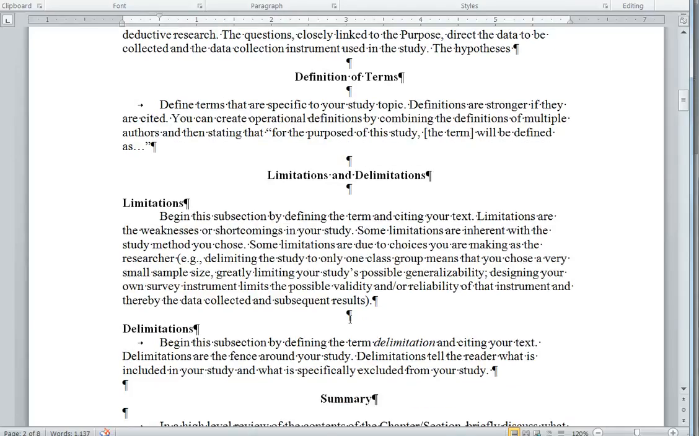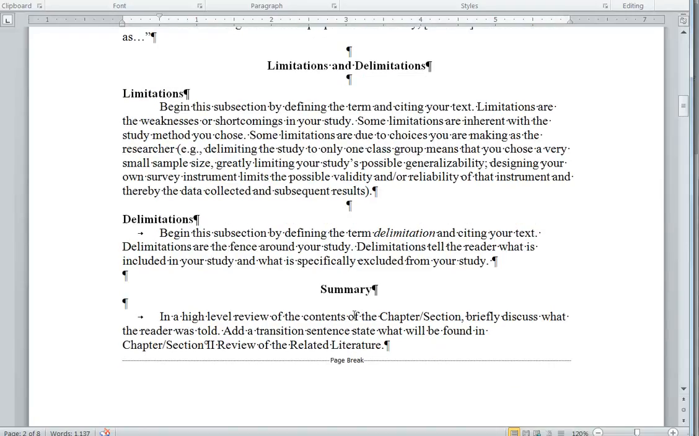We're going to, both in the qual and quant, define our terms, especially if we use jargon, and most of us do in our organizations. And we're going to talk about the limitations and delimitations. Limitations of our study are shortcomings, and there are inherent shortcomings in survey and inherent shortcomings in case, so you will discuss those, but you will also discuss the limitations that you impose.